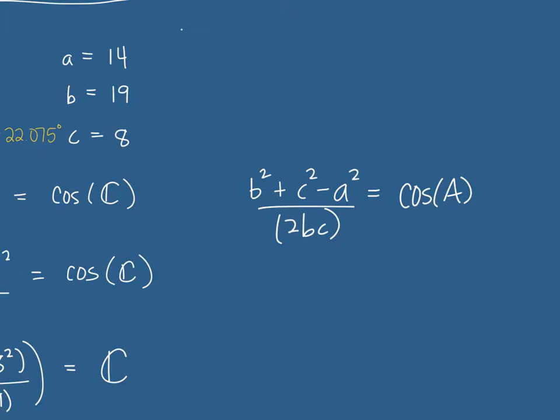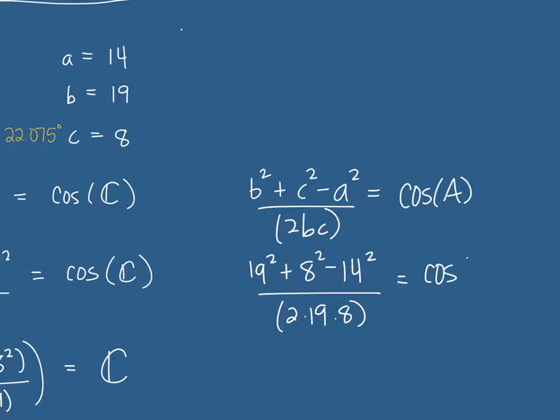So then you're going to switch the order around of things. So it would be 19 squared plus 8 squared minus 14 squared over 2 times 19 times 8. That equals cosine A. And you apply the inverse cosine with an extra set of parentheses around that. So you can type that in.